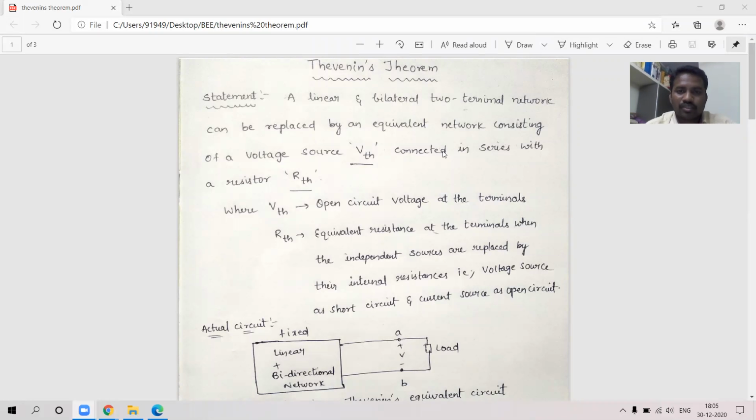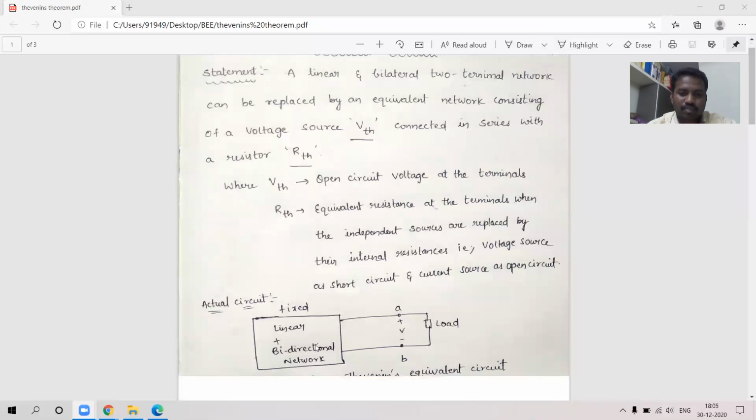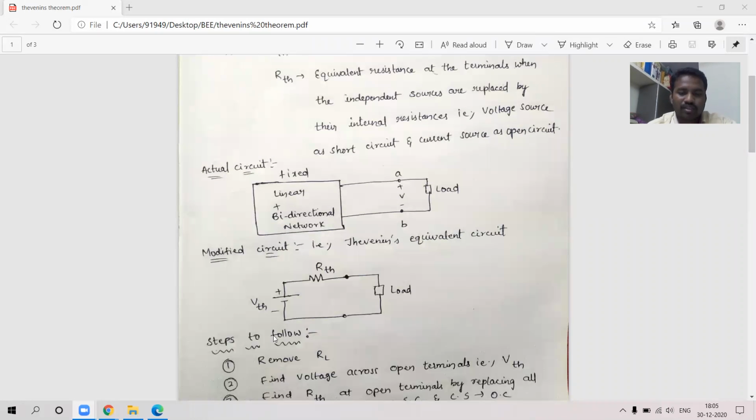Now I am going to discuss Thevenin's theorem. What does Thevenin's theorem actually do? Here is any complex circuit. Complex means a huge network is there. That huge network can be replaced by a simple voltage source in series with the Thevenin's equivalent resistance.